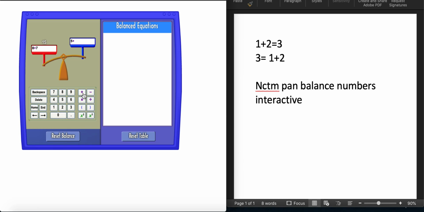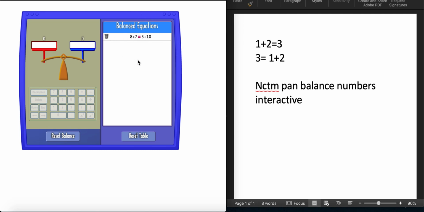Okay, hopefully you were able to figure out that if I add another 10 to this side, I'm going to get a balanced scale, because now on both sides of my scale, I have 15. Awesome. So I'm going to reset my balance. I can leave this over here because I have a nice balanced equation over here.